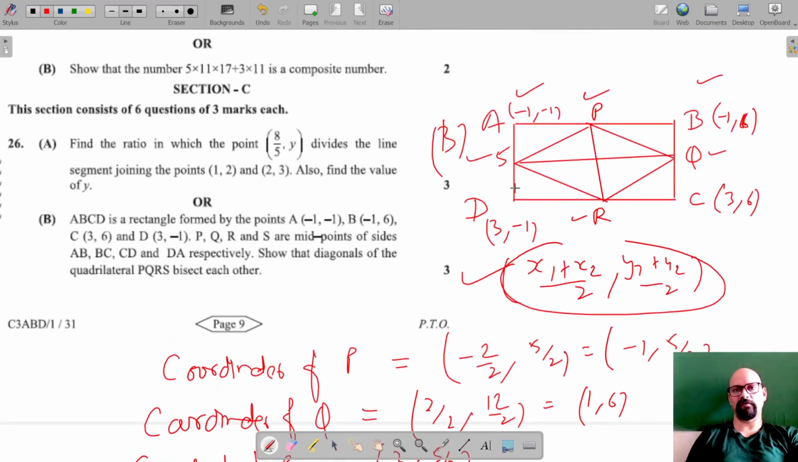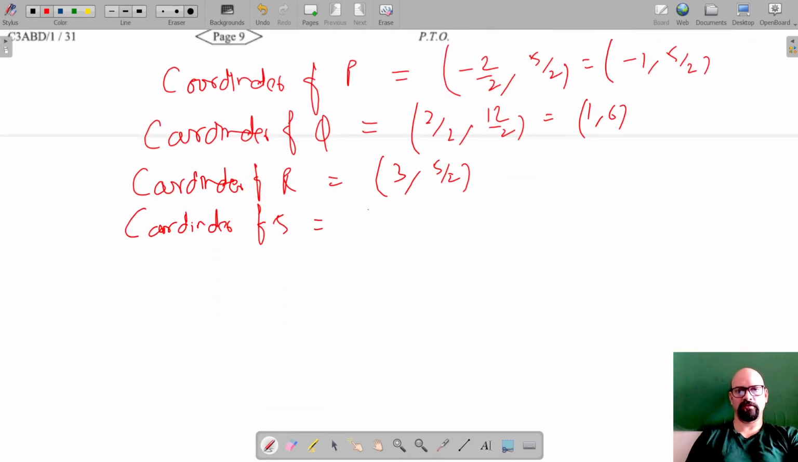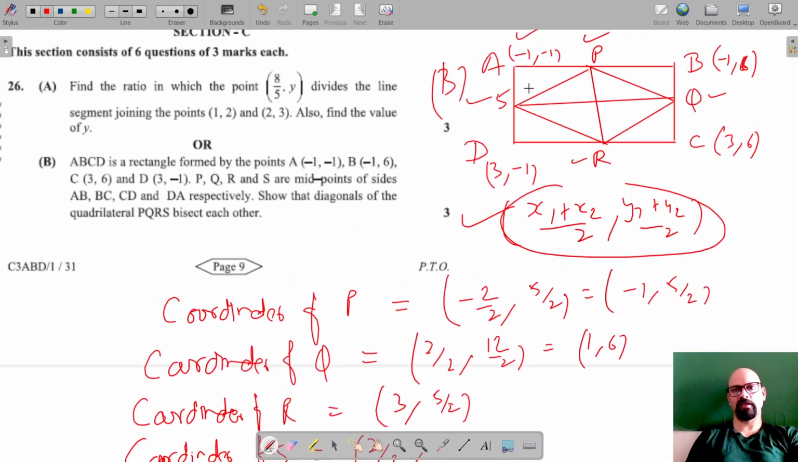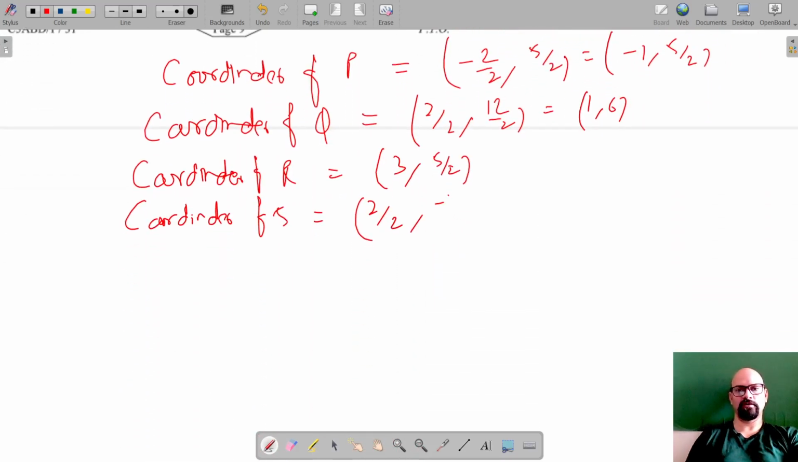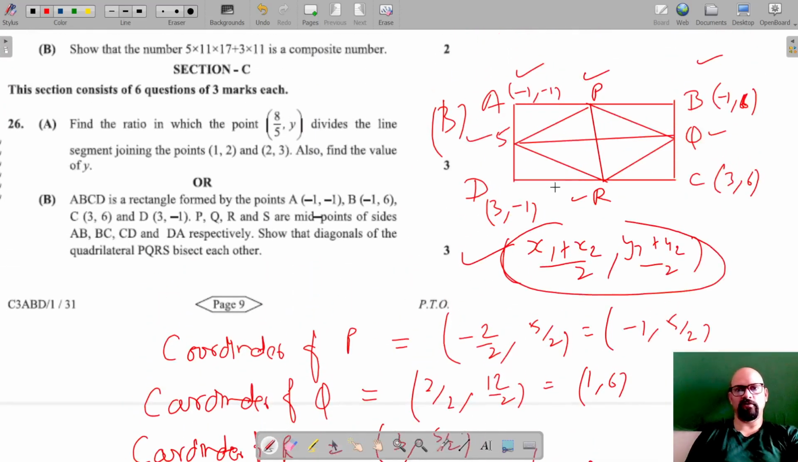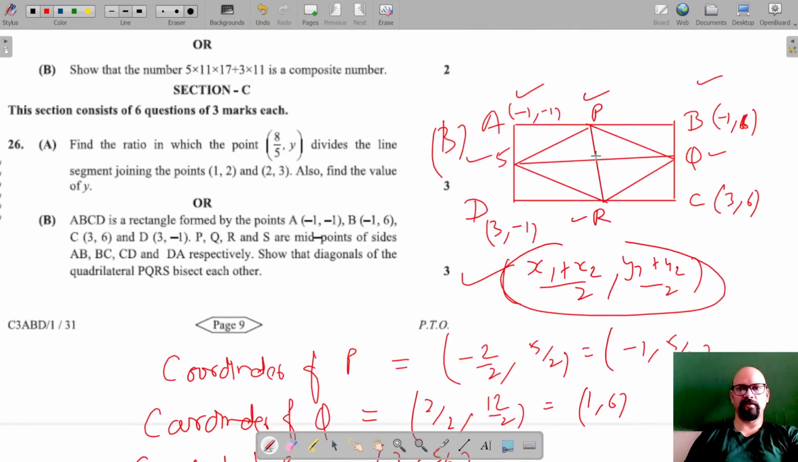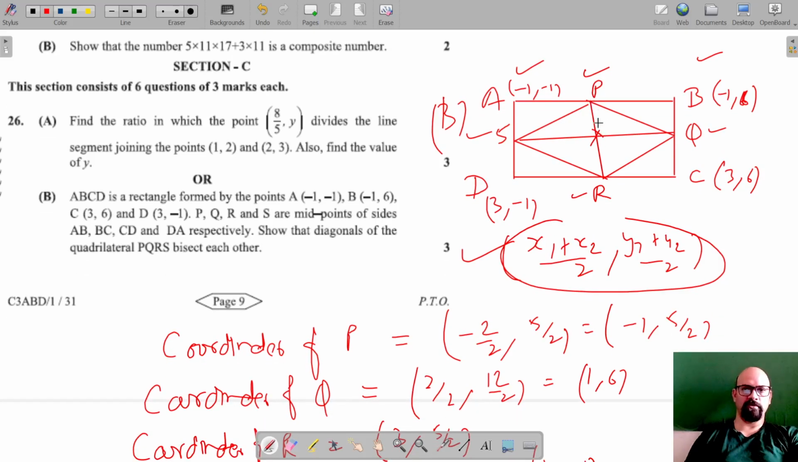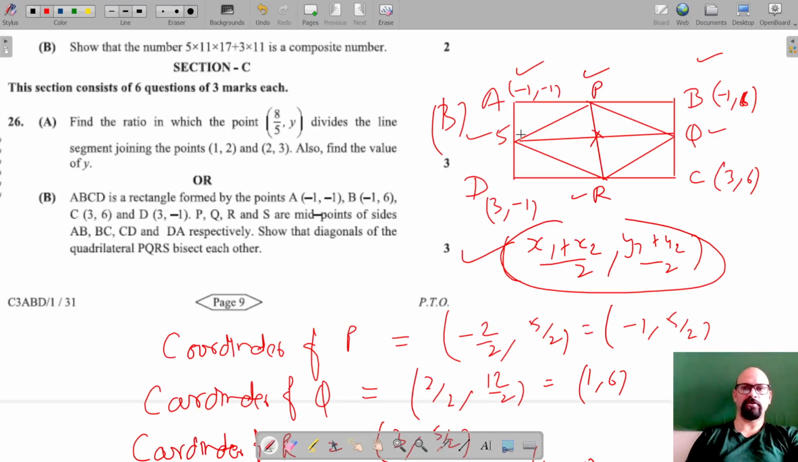The coordinates of point S: minus 1 plus 3 is 2, comma 2, and minus 1 minus 1 is minus 2, divided by 2, which gives us 1, comma minus 1. So we have the coordinates of the midpoints, and now we are going to check the midpoints of the diagonals. If the diagonals bisect each other, the midpoint of PR should coincide with the midpoint of QS. So let's find the coordinates for PR and QS. If the coordinates are the same, that means the diagonals bisect each other at O.